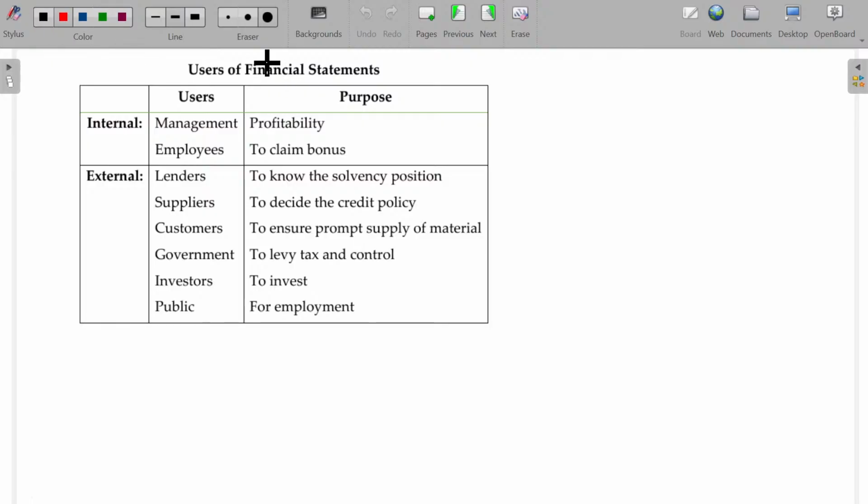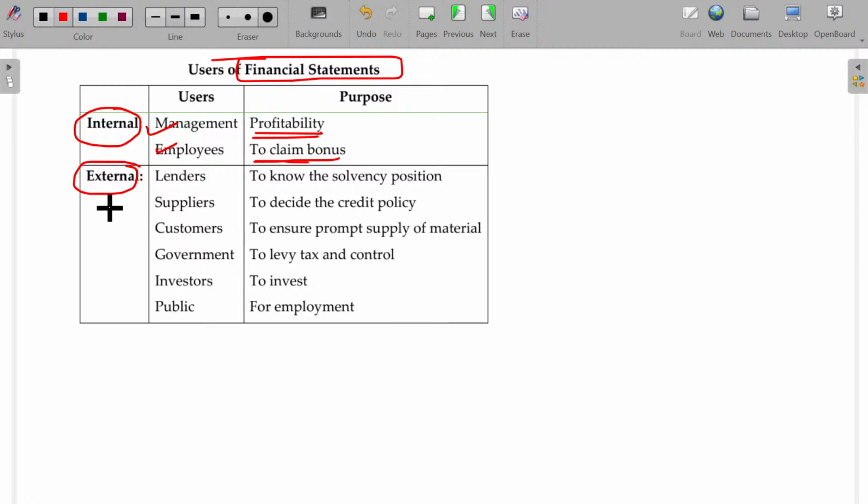And what is the use of financial statements and who are going to use this? The users of financial statements may be classified into two broader categories. One is internal, another one is external. Internal is nothing but the management and employees. The management who invested and worked hard and took the risk of sharing any profit and loss also wants to know whether the business is really making good profit or not. So to find out the profitability, they need to have financial statements. For the employees to claim the bonus, they want to know the financial performances. So they need to know the financial reports for claiming the bonus.